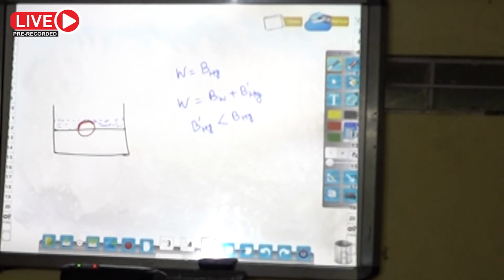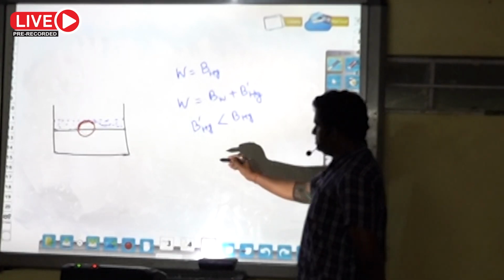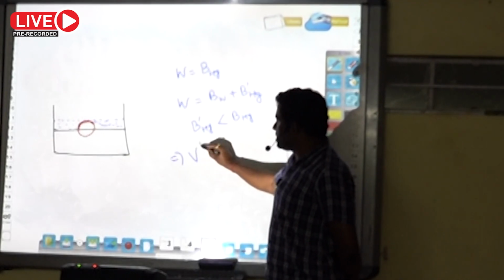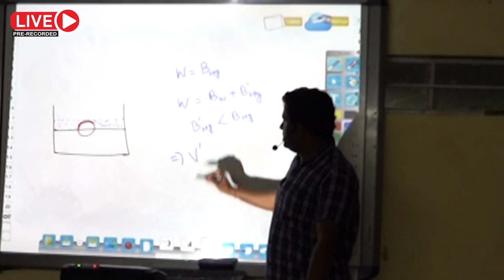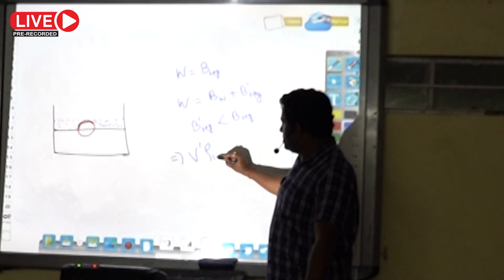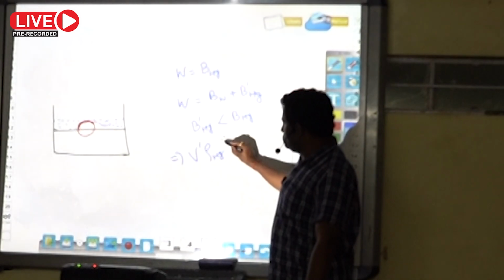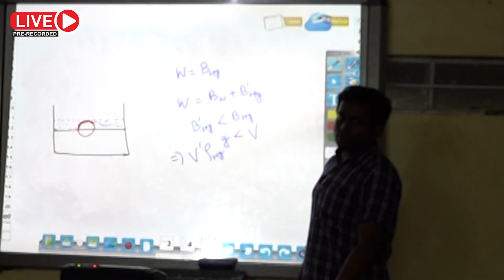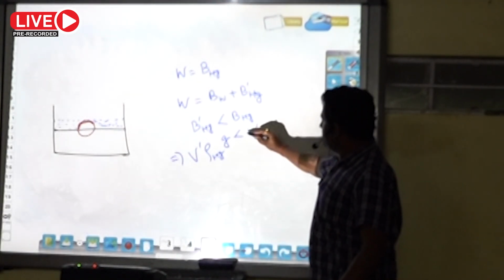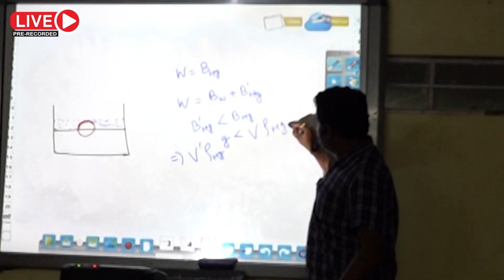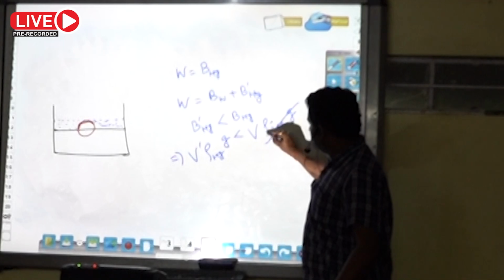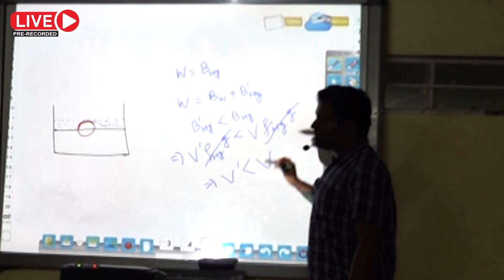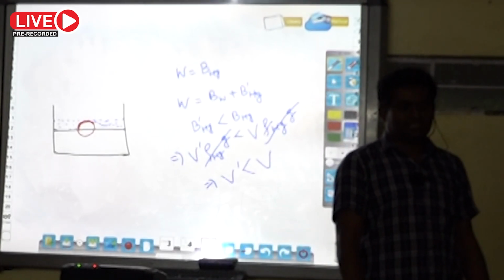Now, buoyant force means the portion of the volume that is immersed in mercury. Let us consider V prime is the portion of the volume immersed in mercury. Density of mercury into g times V prime is less than, previously the V volume of the solid was inside the mercury, density of mercury into g times V. So what we will get? The immersed volume in the mercury will decrease.